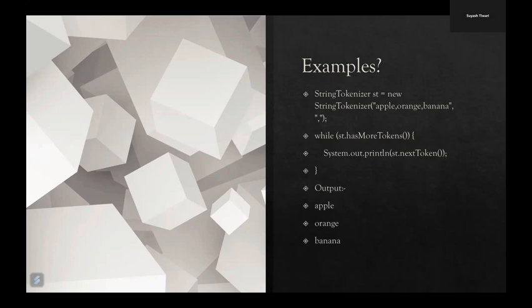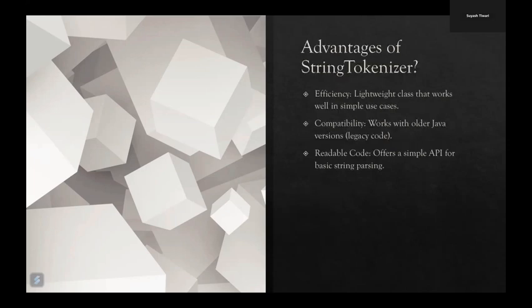We'll be moving on to the advantages of the string tokenizer. The first thing that comes to a programmer's mind is why we should use a string tokenizer. String tokenizer has basically three types of advantages. The first one is efficiency. Since it is a lightweight class and works well in simple use cases, string tokenizer is very efficient for that purpose. Compatibility is that it works with older Java versions, that is, legacy code.